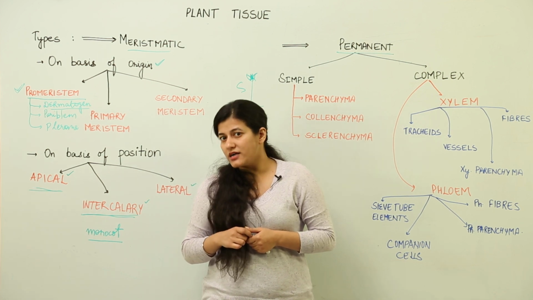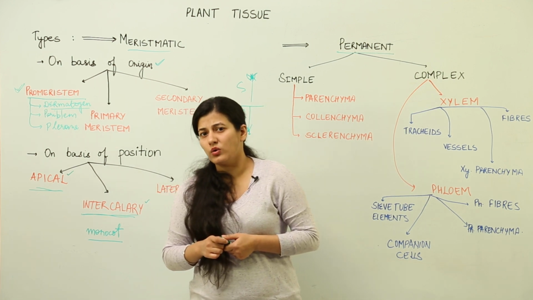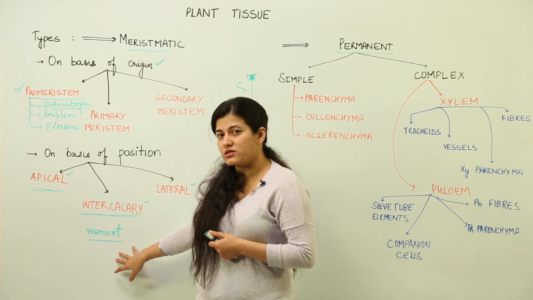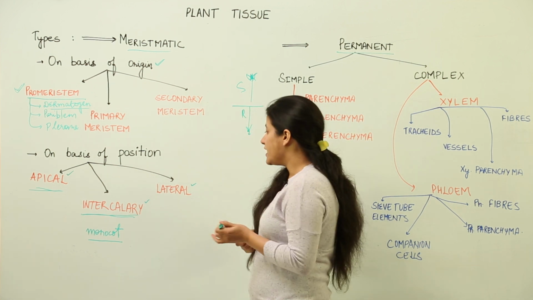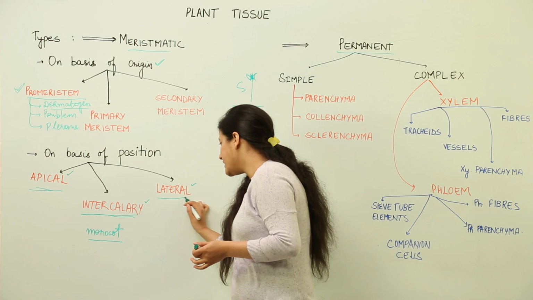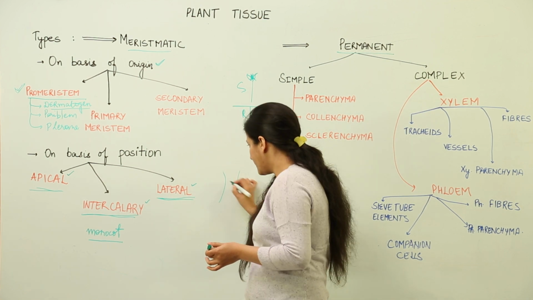And monocots are simply grasses, wheat, rice, the grasses that grow like weeds. They are monocots, the simple differentiation. And the last one on the basis of position is the lateral meristem.